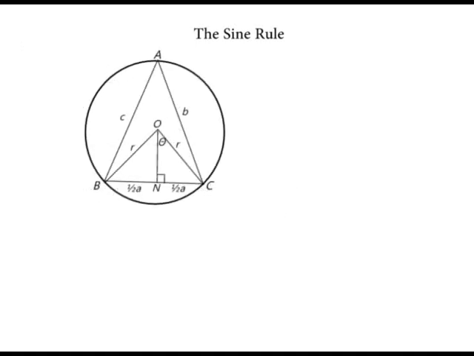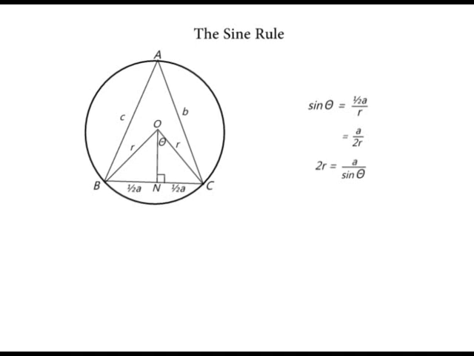Further on, now consider this figure. The radius of the circle is R. BC is equal to a. AB is equal to c, and AC is equal to b. Sin theta is equal to half a over R, because ON bisects BC at right angles. That is equal to a over 2R. Therefore, 2R is equal to a over sin theta.